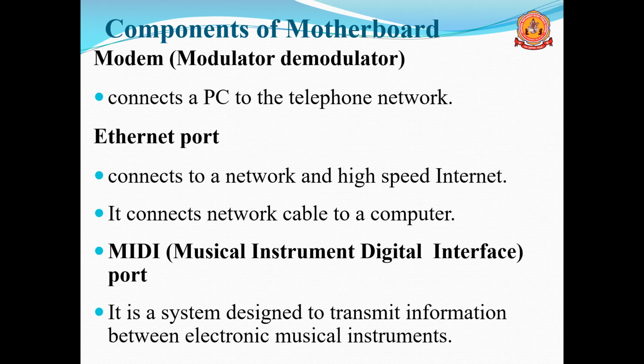Next one is the Ethernet port. The Ethernet port connects to a network for high speed internet. It connects your system to an external network, or a local network, using one separate port known as the Ethernet port. A network cable is connected to your system using the Ethernet port. So it is mainly used to connect to the internet or the network. If you want to connect your system to a network, you make use of the Ethernet port.